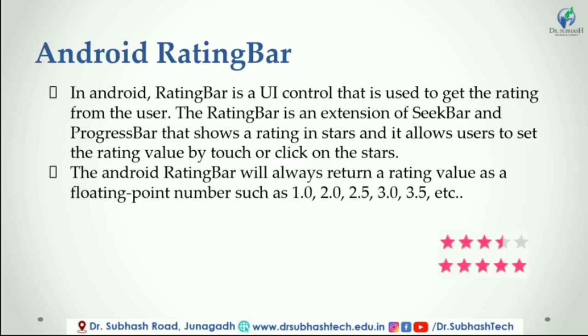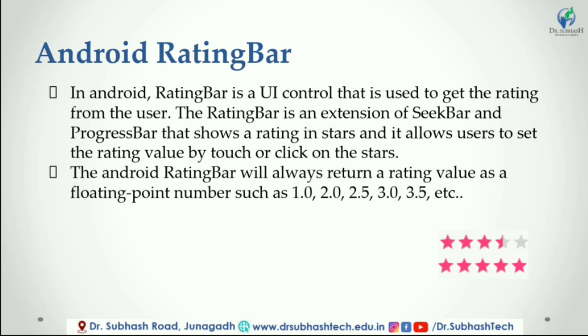Now next topic is Android rating bar. In Android, rating bar is a UI control that is used to get the rating from the user. The rating bar is an extension of seek bar and progress bar that shows a rating in star. It allows user to set the rating value by touch or click on the star.